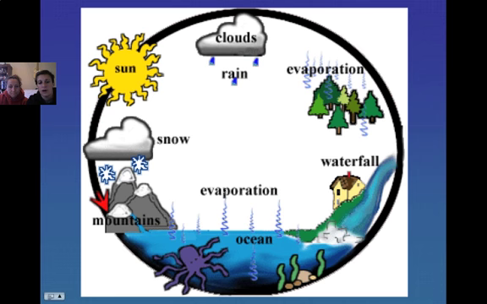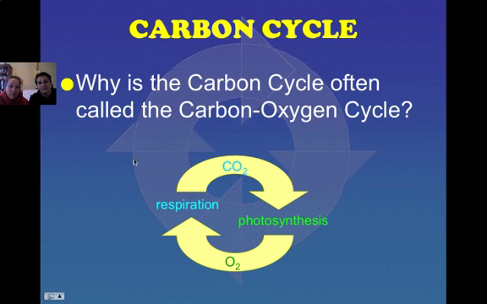This is just showing you again the water cycle. This is just even a simpler one. Okay, so then we have the carbon cycle. The question is, why is the carbon cycle often called the carbon-oxygen cycle? Mainly, as you can see down here in the diagram, we have our carbon dioxide. Remember, carbon dioxide is a reactant of photosynthesis. Okay, so it's on the reactant side. It goes into the process of photosynthesis. And then oxygen is produced by photosynthesis, which is then used by respiration. So often it's called the carbon-oxygen cycle because oxygen is also involved in the carbon cycle with photosynthesis and respiration.